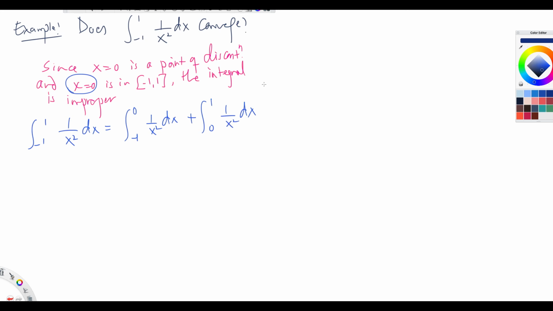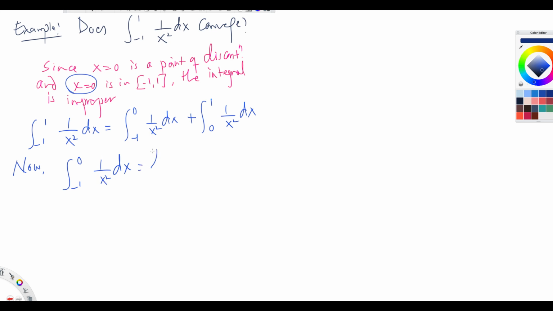Now what I'm going to do here is take the first integral. Now let's take the first integral, -1 to 0 of 1 over x squared dx. So this is an improper integral because when you plug in 0 here, you will get 1 over 0. That makes infinity.